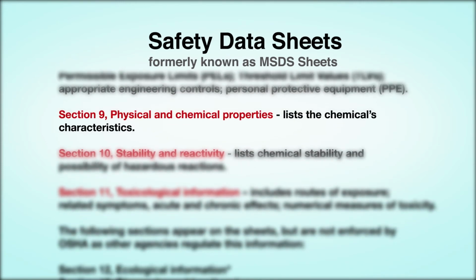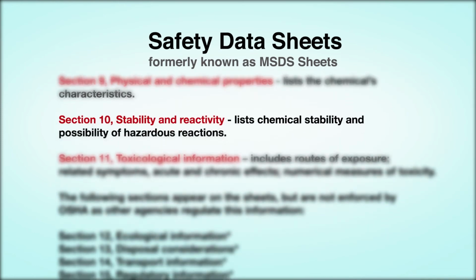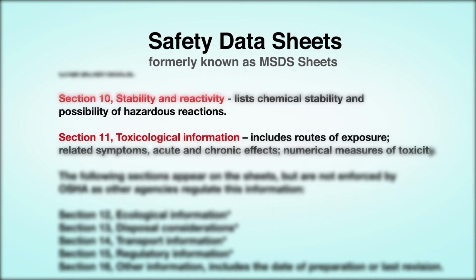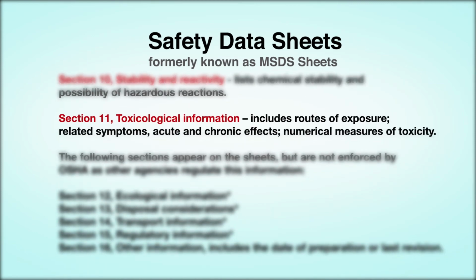Section 9, Physical and Chemical Properties, which lists the chemical's characteristics. Section 10, Stability and Reactivity, which lists the chemical stability and possibility of hazardous reactions. Section 11, Toxicological Information, which includes routes of exposure, related symptoms, acute and chronic effects, and numerical measures of toxicity.